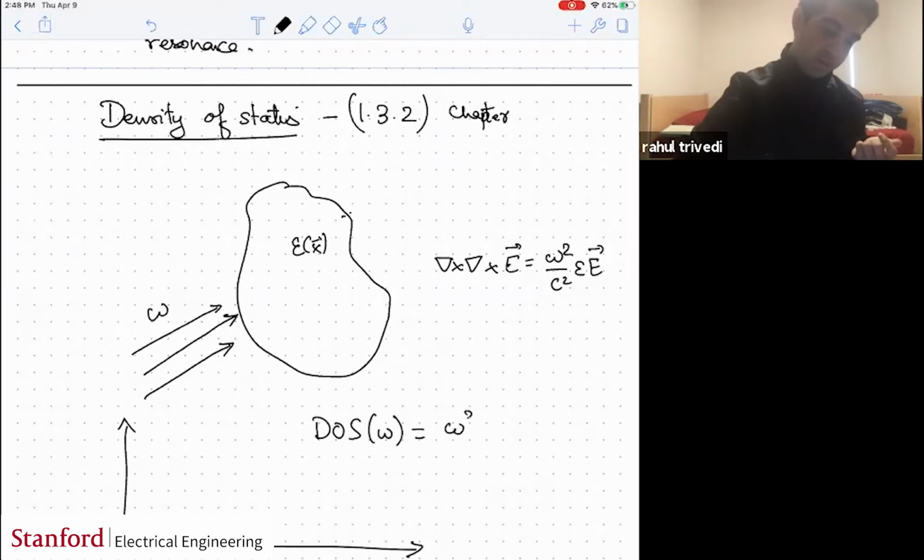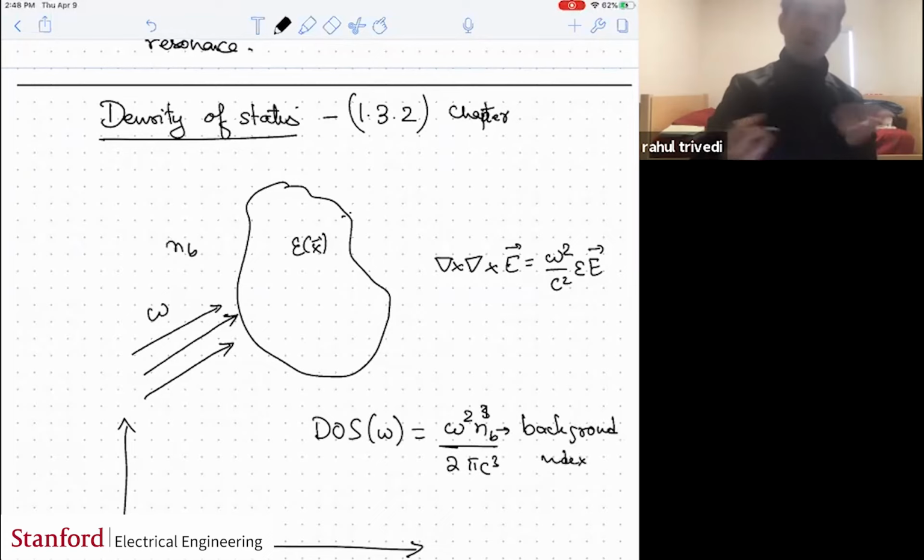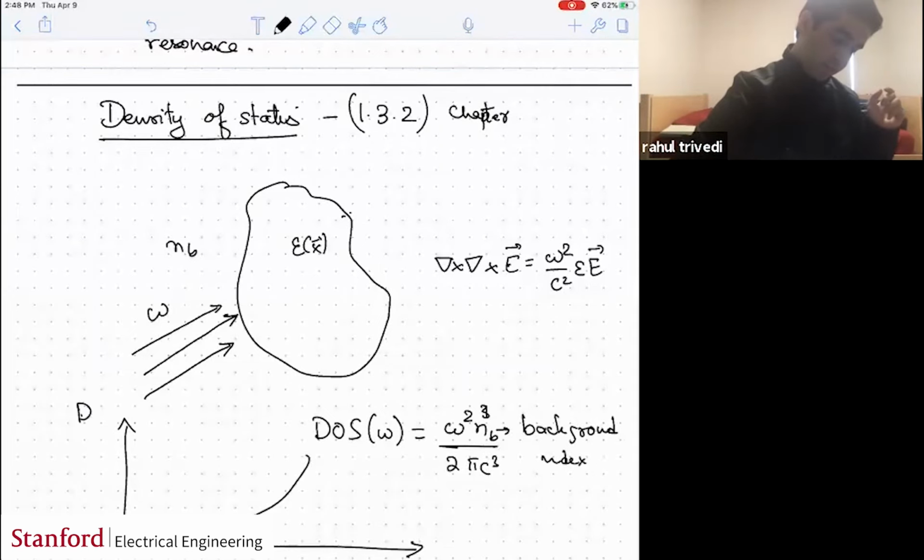So which I'm going to just write down here: omega squared n_b cubed upon 2 pi squared c cubed, where n_b is the background index. So this is what the density of states looks like. Irrespective of how resonant your structure is, the density of states scales as omega squared.